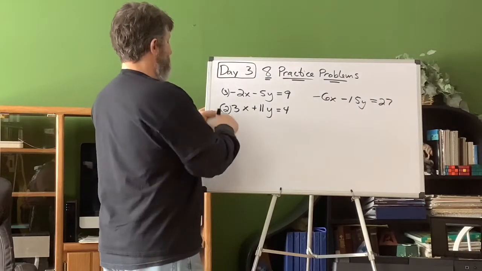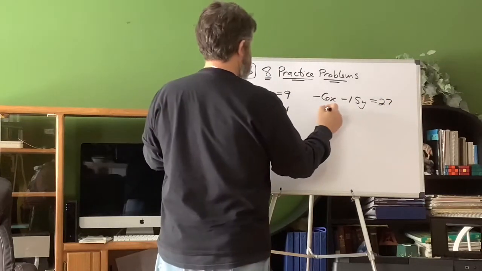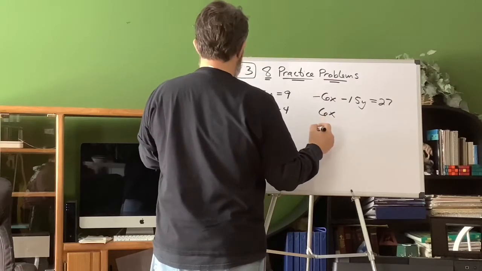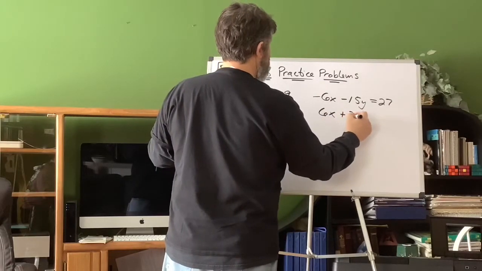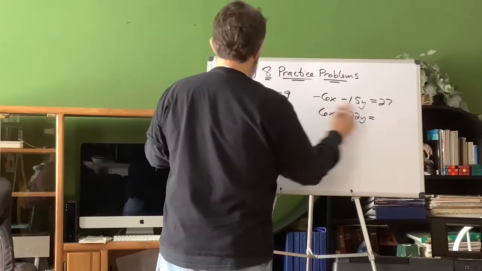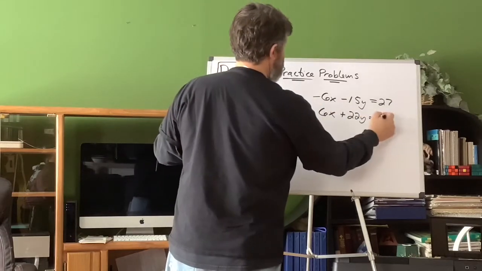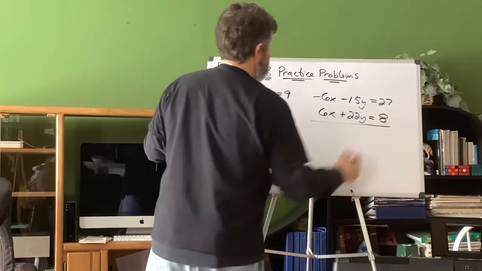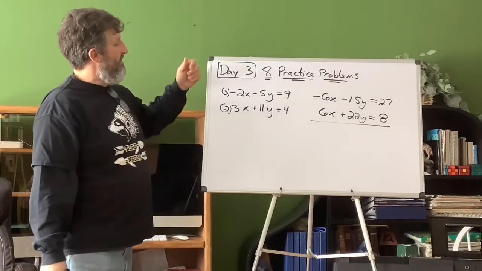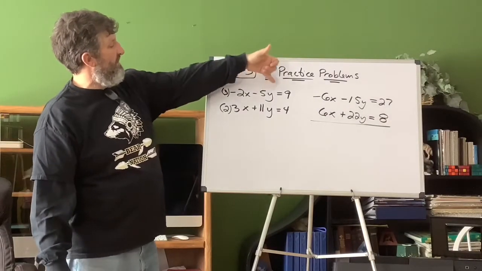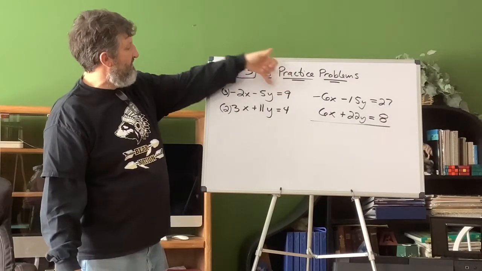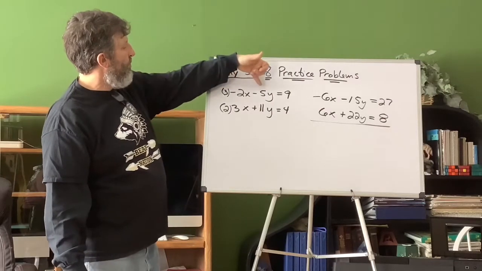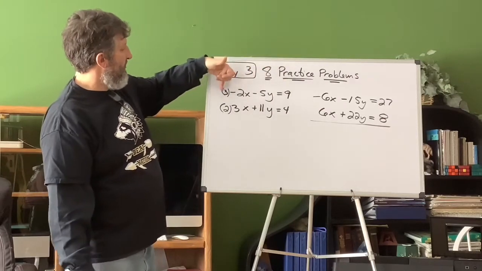All right, now multiply here. 6x plus 22y equals 8. Pretty much everybody remembers that, oh yeah, I'm going to multiply that guy and that guy, but a lot of times we forget to multiply the third thing as well. So, okay.